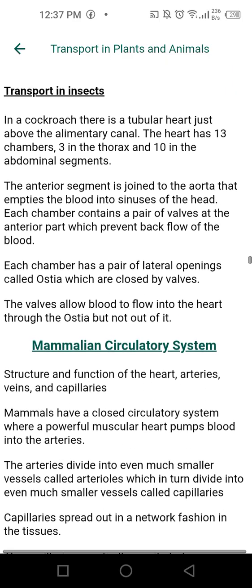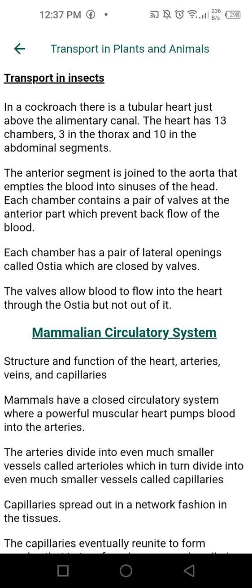Transport in insects. In a cockroach, there is a tubular heart just above the alimentary canal. The heart has 13 chambers, 3 in the thorax and 10 in the abdominal segments. The anterior segment is joined to the aorta that empties the blood into sinuses of the head. Each chamber contains a pair of valves at the anterior part which prevent backflow of the blood.